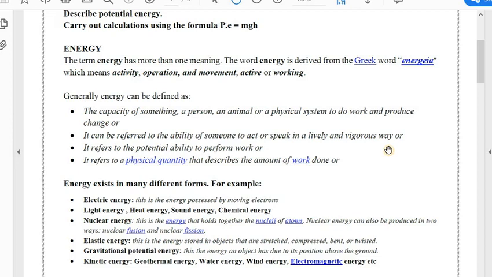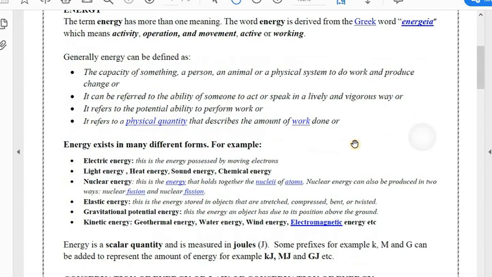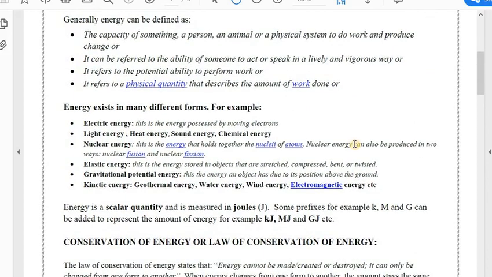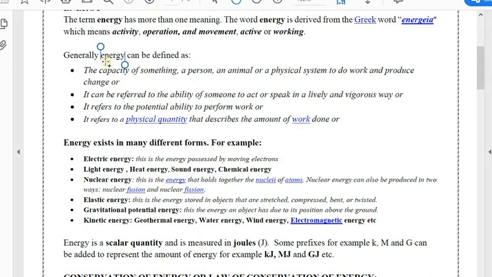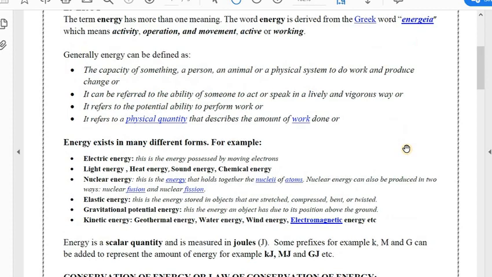Because energy is basically the life force of everything that is going on on this planet. There is energy, and it's constantly changing from one form to another. Hence the difficulty in putting an actual definition to it. But for school's sake and for exam's sake, we have here different ways in which the term energy can be defined. It refers to the potential ability to perform work. Those are just effectively definitions of different forms of energy.